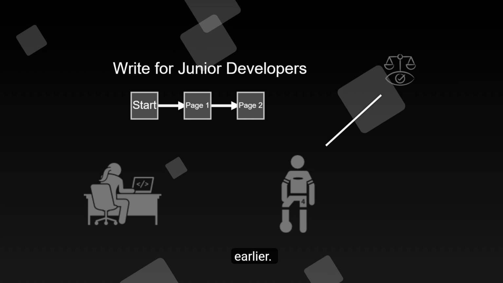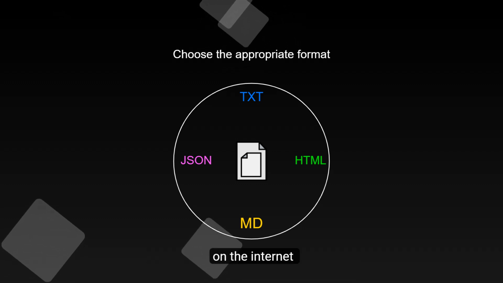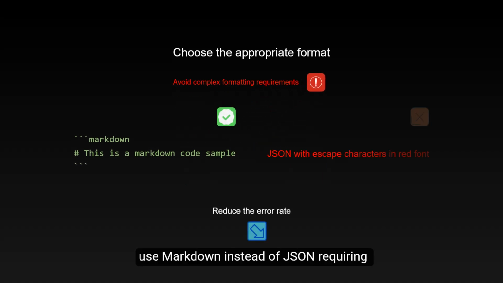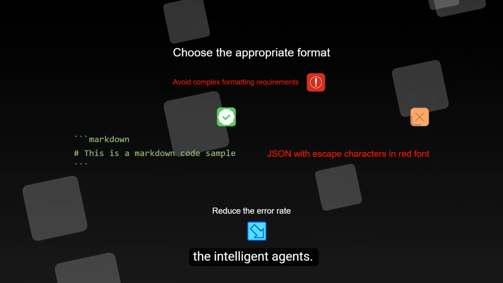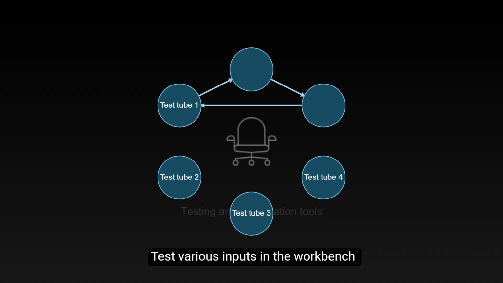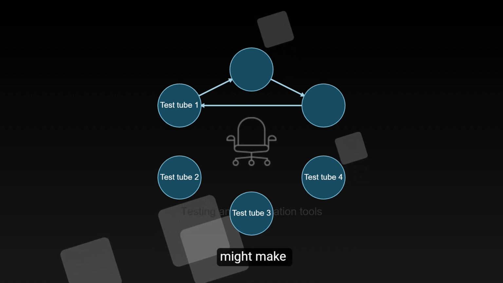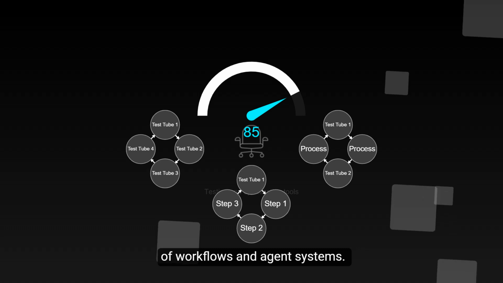2. Choose the appropriate format. Select a format that is close to the natural format commonly found on the internet. Avoid complex format requirements. For example, use Markdown instead of JSON, which requires escaping to wrap code. This can reduce the error rate of the intelligent agents. 3. Testing and optimization of tool usage. Test various inputs in the workbench. Observe potential errors the model might make, and continuously improve. This is crucial for ensuring the reliability of workflows and agent systems.